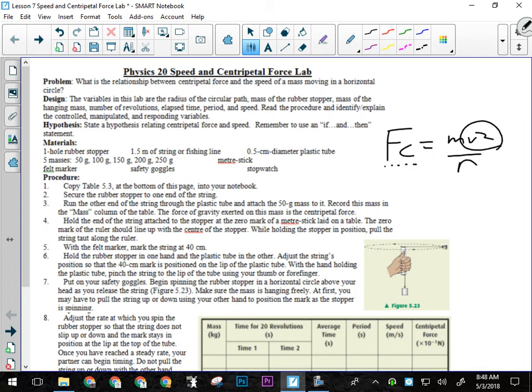So we need the if part to talk about that relationship between centripetal force and speed, because we said centripetal force is the manipulated variable. And you know what? Honestly, guys, it's okay if it's wrong in your hypothesis. You're not going to lose marks if you say in your hypothesis that it's exponential, as long as in your conclusion you say what it really is.